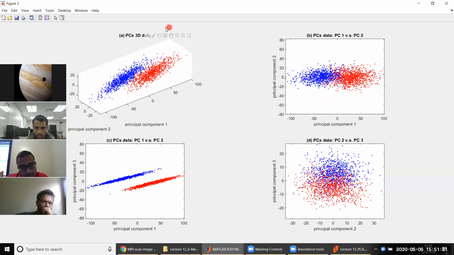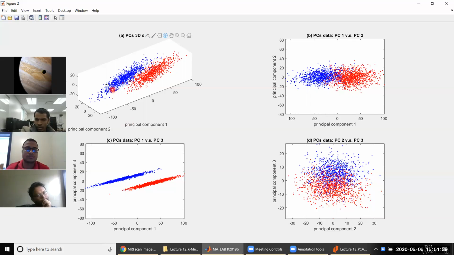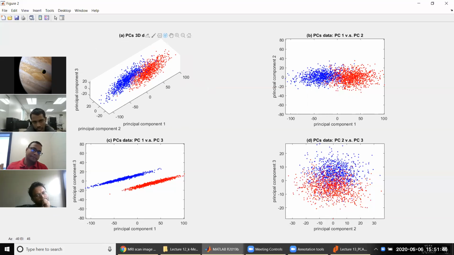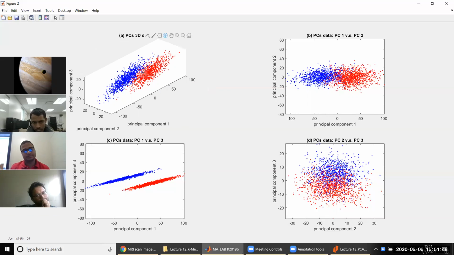In the new coordinate system of the principal components, it is here. This is PC1, this one. This is PC2, this is PC3. And it's like this way. And you may say, hey, it's still not that clear, for example, if you look at this angle. It's not that clear, right? Okay, no problem. Have a look at the 2D pictures.